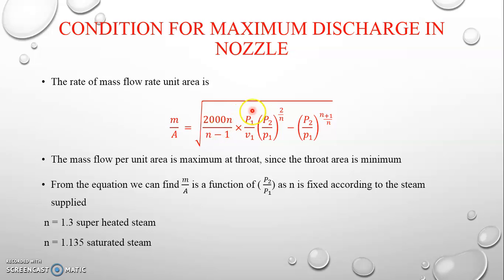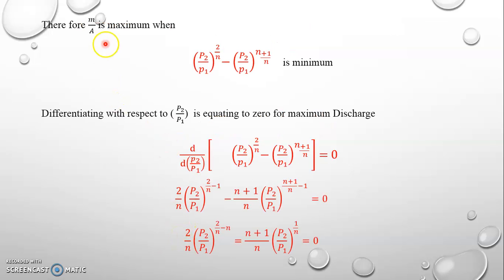The other values should be neglected. Where n is equal to 1.3 for superheated steam, the critical pressure ratio is 0.546. Already I told about it. Where n is equal to 1.135 for saturated steam, the ratio is 0.578. For wet steam, n is equal to 1.035 plus 0.1x. For maxima and minima, therefore, m by A is a maximum.